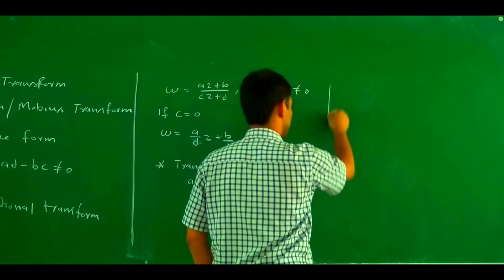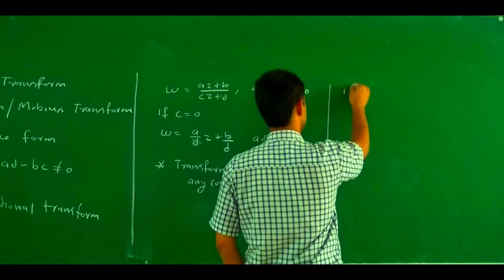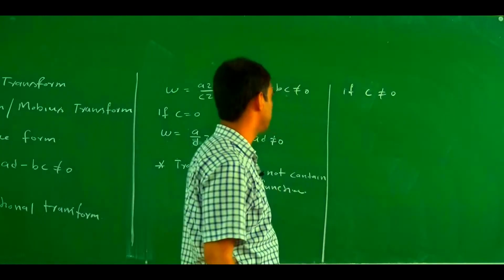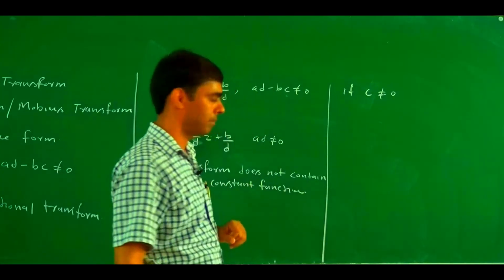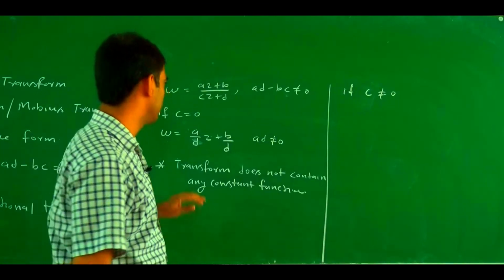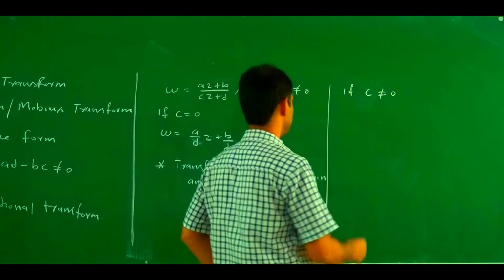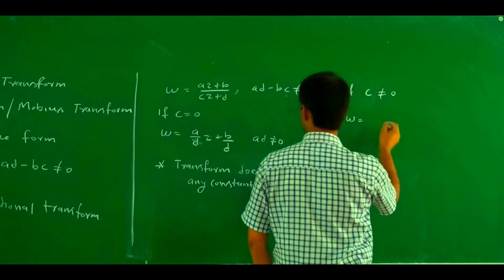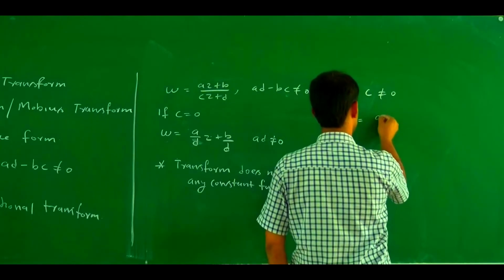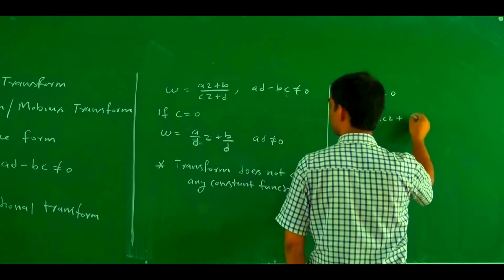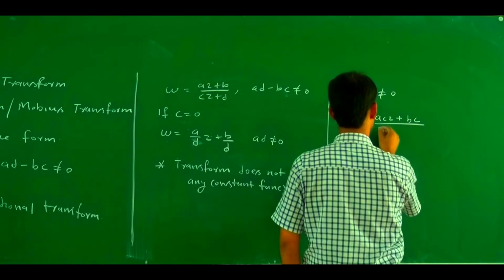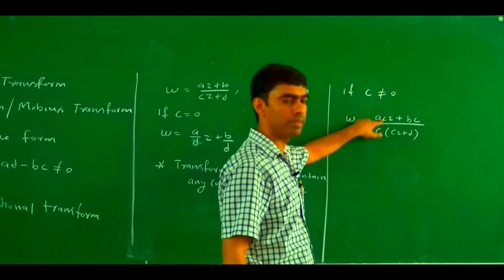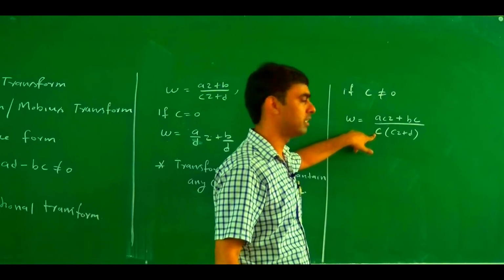If C does not equal 0, then what will happen? If C does not equal 0, then we try to write this one in a special form, some mathematical operation we perform here. W equals what? We multiply the numerator and denominator by C, then this becomes ACZ plus BC, divided by C into CZ plus D. Means in the numerator we multiplied by C, and in the denominator we also multiplied by C.